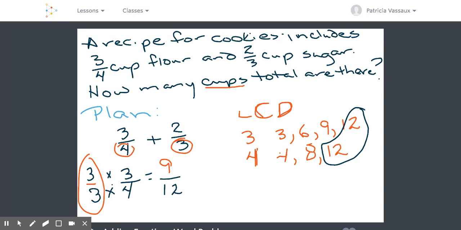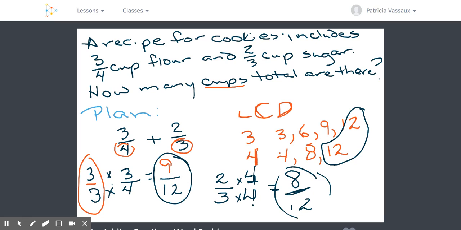And now we do the same thing for 2/3. We change our fraction 2/3 into an equivalent fraction with the denominator of 12. So we look at that. 3 times what gives you 12? That was 4. And so, of course, since we're multiplying by 1, and you often hear whatever you do to the denominator, you do to the numerator, it's because we're multiplying by 1. 2 times 4 is 8. So now we have equivalent fractions.